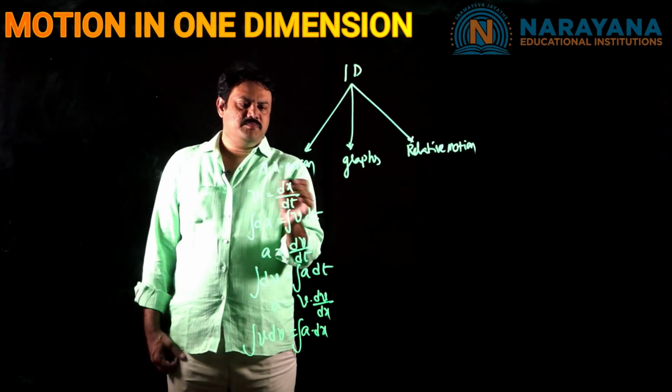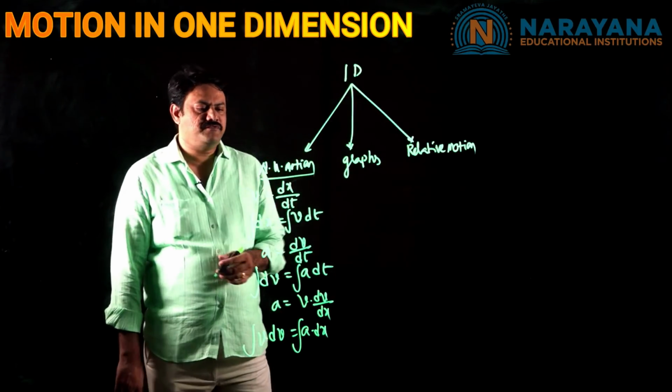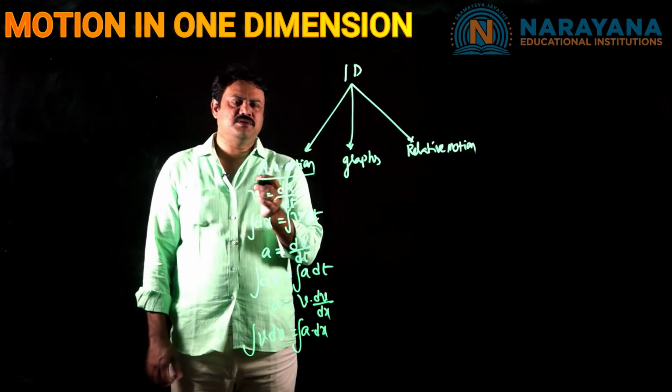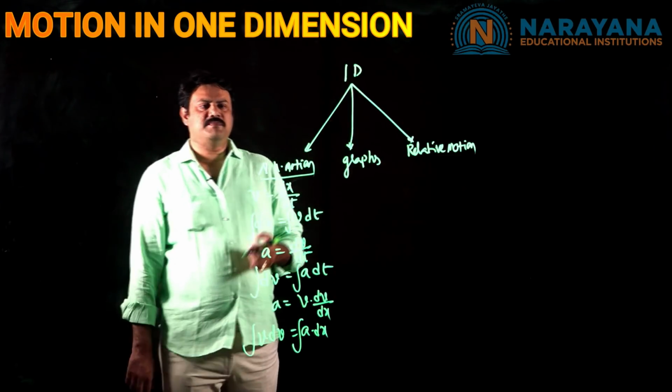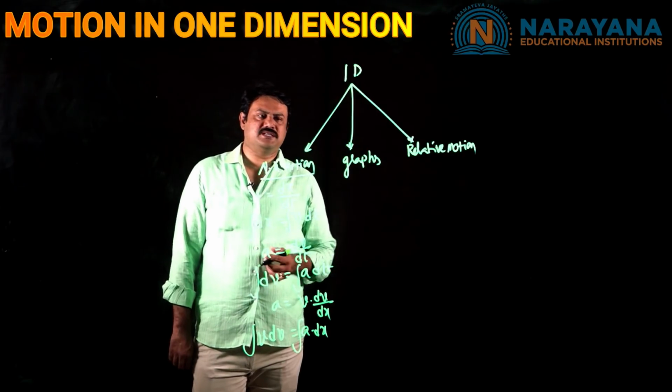These are the very important points related to non-uniform motion. Most of the questions in non-uniform motion were asked previously. If the velocity varies with respect to distance, or acceleration varies with respect to time, or acceleration varies with respect to distance, calculate the velocity and positions like this.